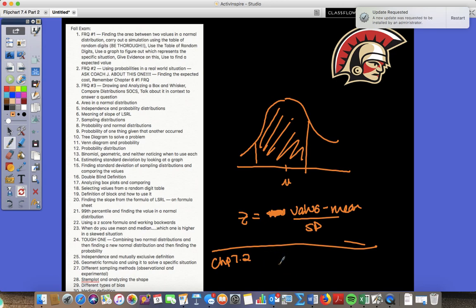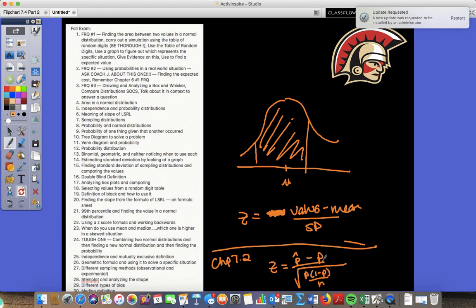Remember that in the context of chapter 7.2, we looked at our final thing where we said our z-score is the value was p hat, the mean was P, or my true proportion of my population, and my standard deviation was the square root of P times 1 minus P divided by N. Okay, so make sure you know how to do that, where the P is from my proportion population.